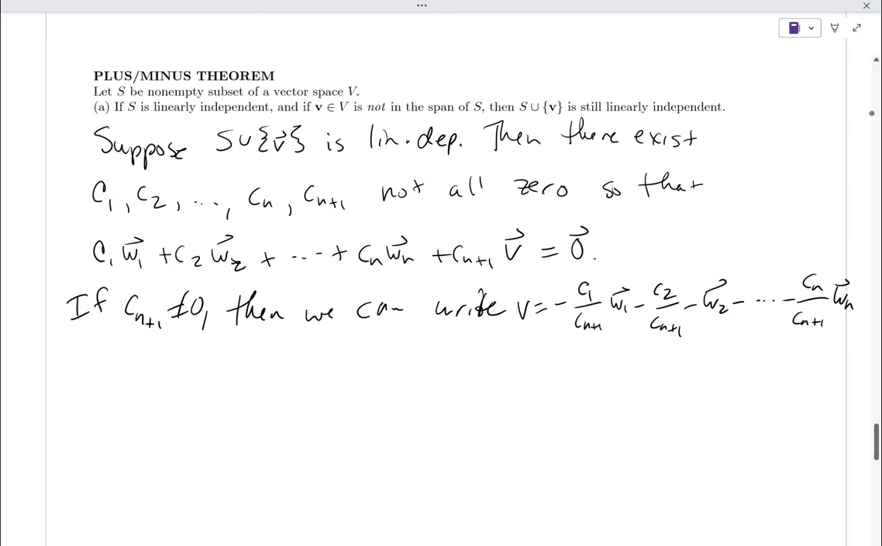Look at the statement of what we're trying to prove. What are we assuming about v? It's not in the span. What does span mean again?